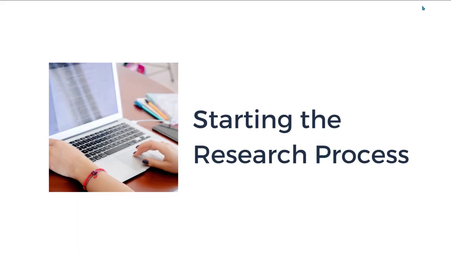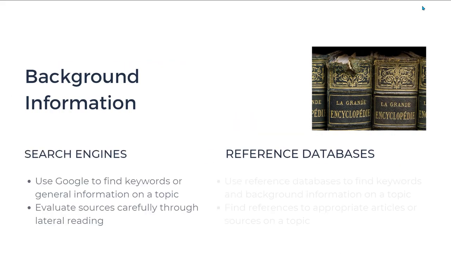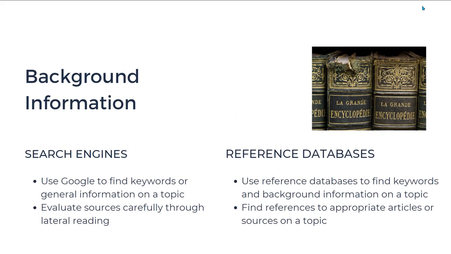So for this assignment, you can use books and articles. I'm going to show you how to search for those, but first we're going to talk about how to actually start the research process. You all probably have a topic in mind for your paper. If you want to discover keywords or different terms you can use to search, you're going to want to find background information on your topic.